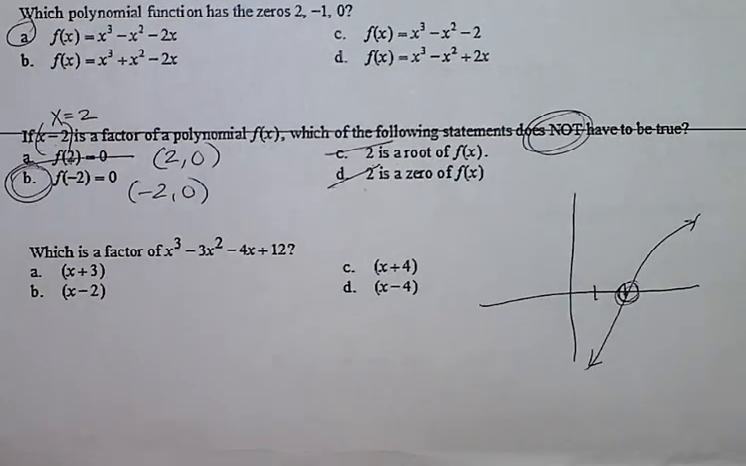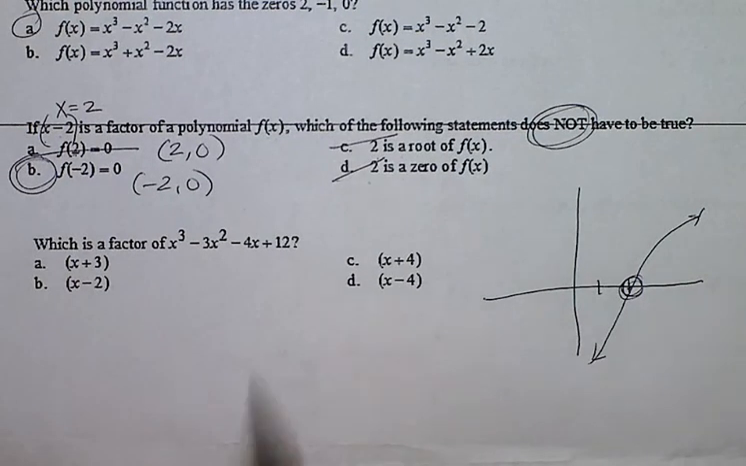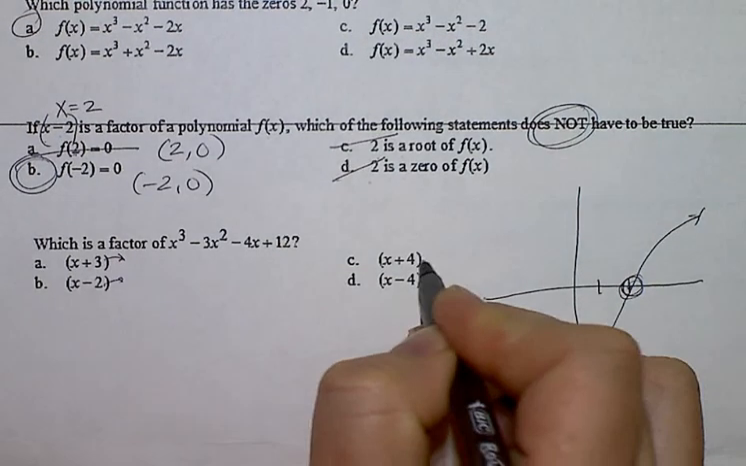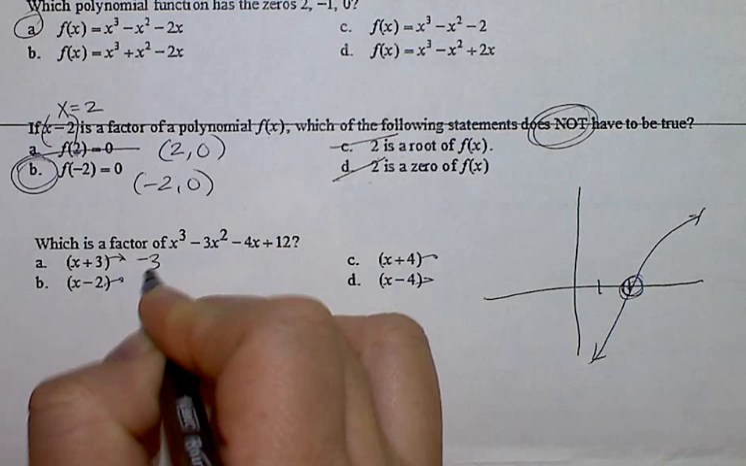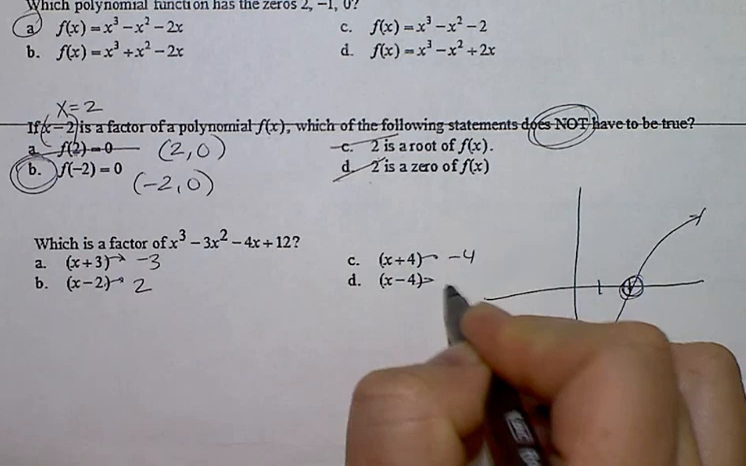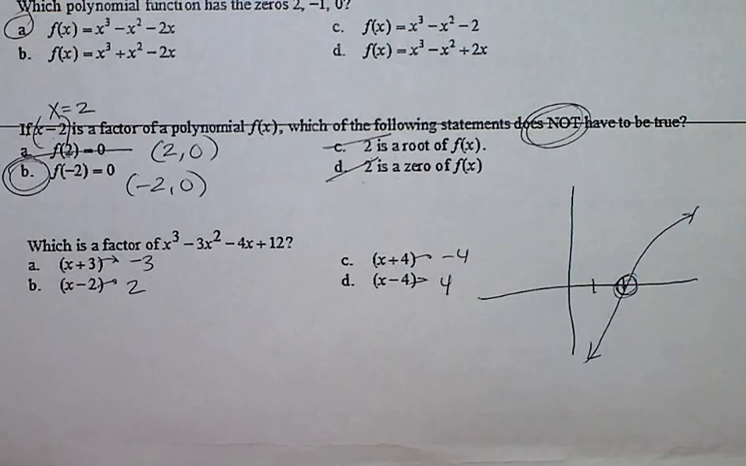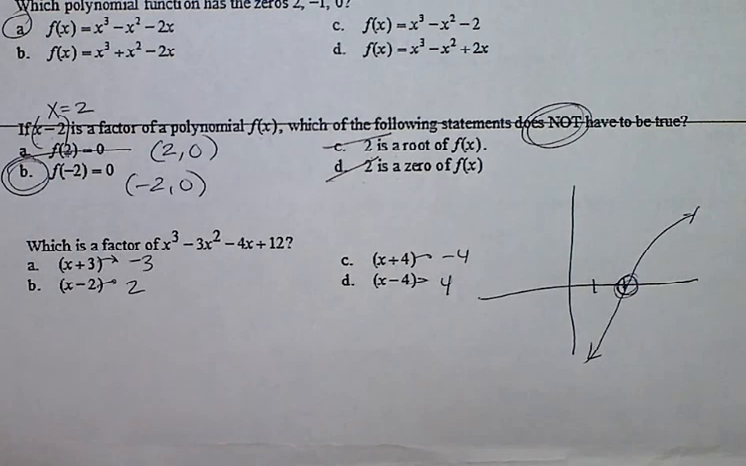What is a factor of this polynomial? Okay, again, if x plus 3 is a factor, then what is the x-intercept that corresponds? -3, 2, -4, and 4. Please plug in this, graph it, and find out which one is an x-intercept, and then choose the corresponding factor.